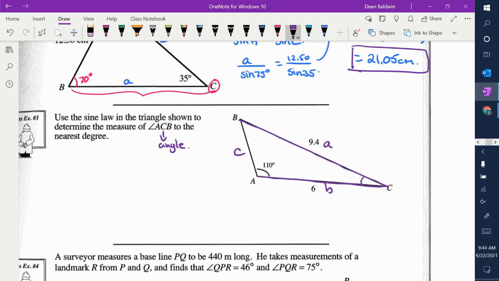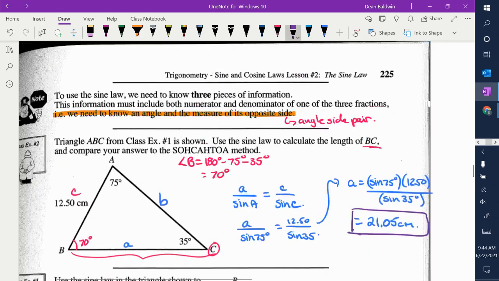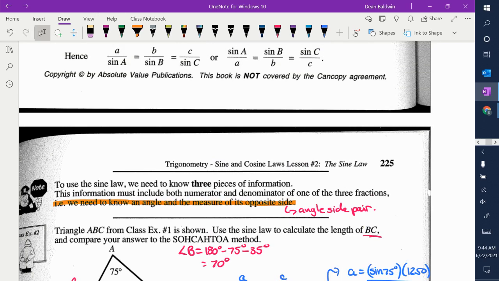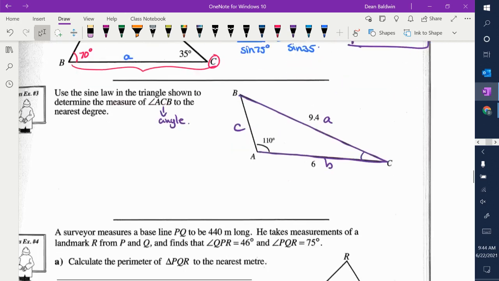Okay, so now we're trying to find an angle. So we want to use this one, right? Because these are the angles. We want to have the angles up at top. So we're going to go sine of C over C is equal to what? Yes, sine of A over A. And then just plug in all your numbers.